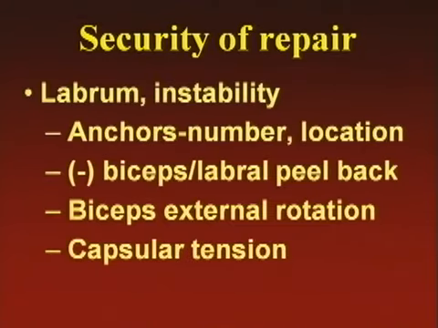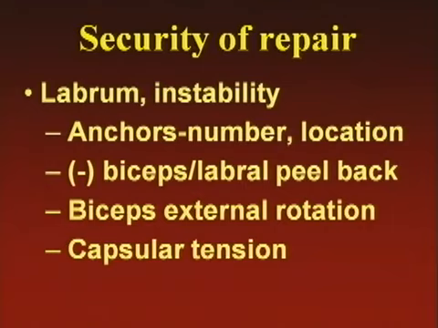Obviously, it's different. For labrums, instabilities, you need to know about where the anchors are, what you did with them. For example, in labral surgery, you want to make sure that you've done what you're supposed to do with the biceps. So it's not a peel back. Make sure that you didn't incarcerate it so that you can't get the rotation. A lot of times those 12 o'clock sutures or anchors will create an incarceration of the biceps so that you cannot get external rotation no matter how hard you try.